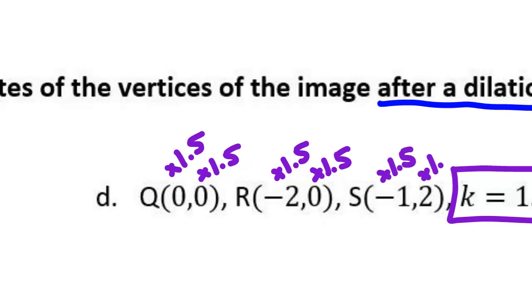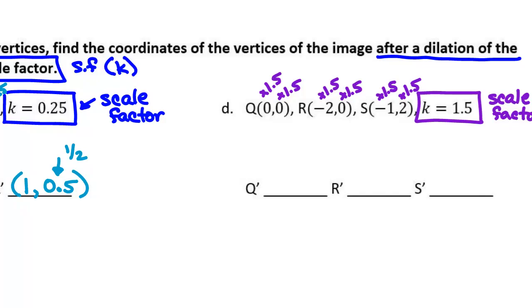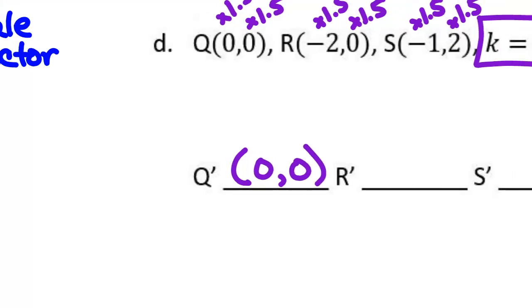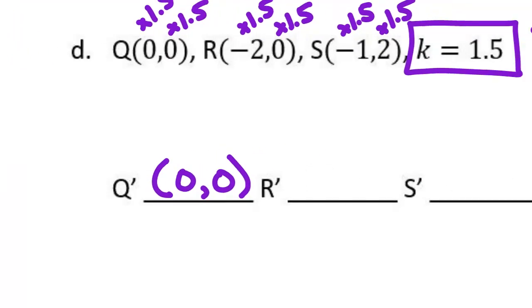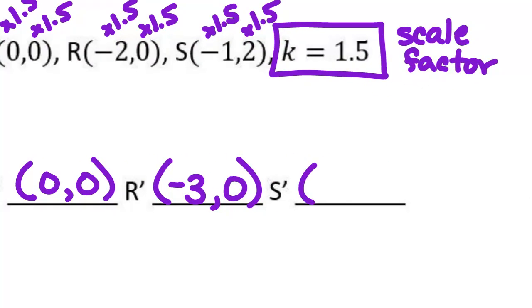This first ordered pair almost seems like a trick. What happens when I multiply anything by 0? 0. So my first ordered pair stays 0, 0. What is negative 2 times 1.5? Negative 3. And then 0 stays 0. What is negative 1 times 1.5? Negative 1.5. And then 2 times 1.5 is 3.